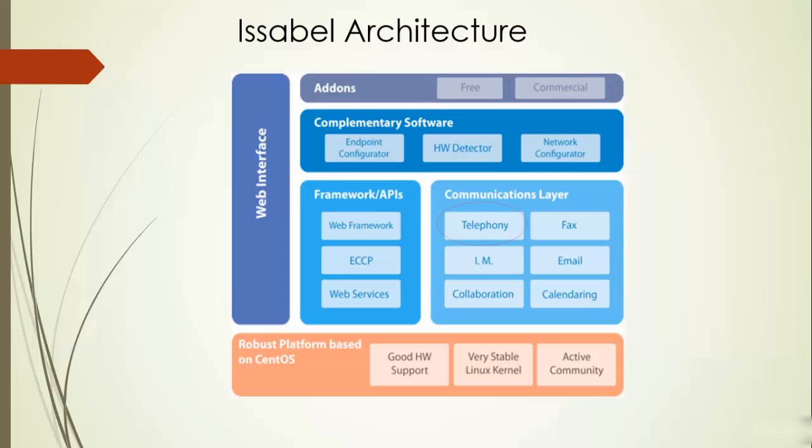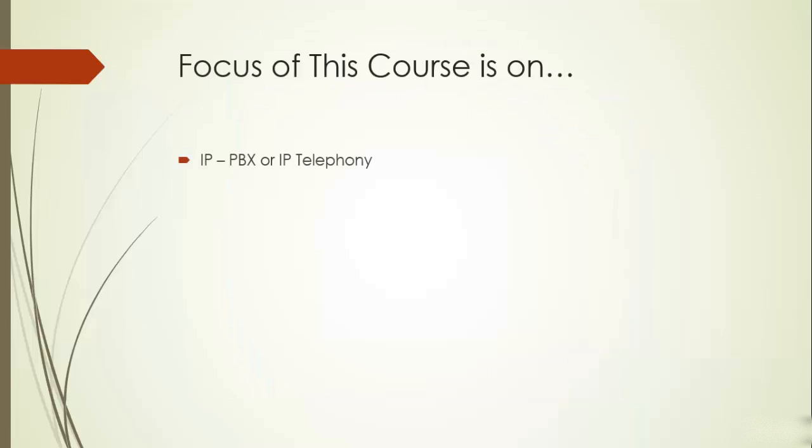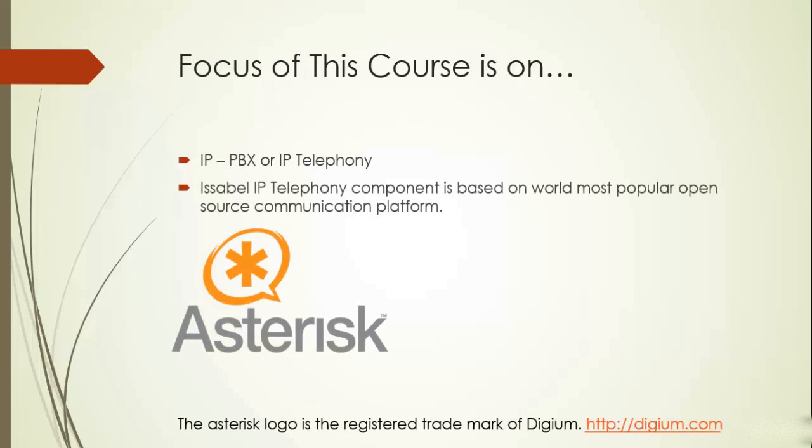Then on the communication layer, we have different platform tools that help us configure the required services. As you can see, the telephony component, for telephony, is using Asterisk, and then on the web interface, we have a web framework. So basically, Issabel is a web interface GUI for the open source Asterisk IP telephony platform. The focus of this course is on IP telephony, the IP-PBX. Issabel's IP telephony component is based on the world's most popular open source communication platform.